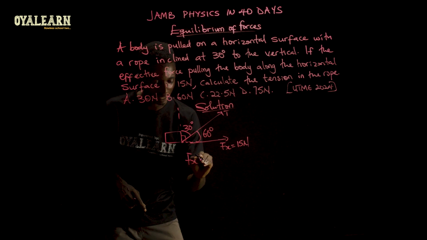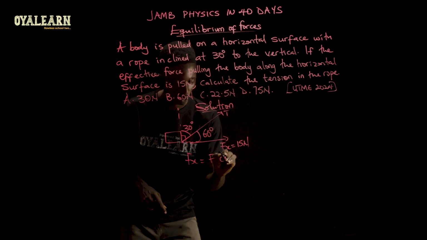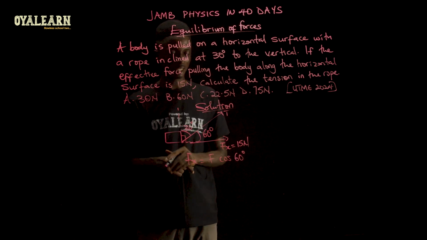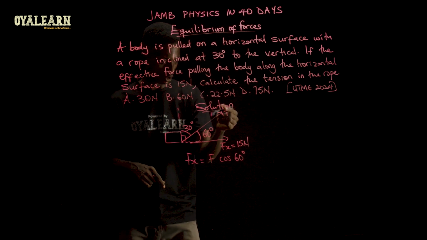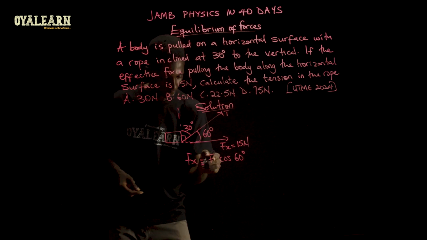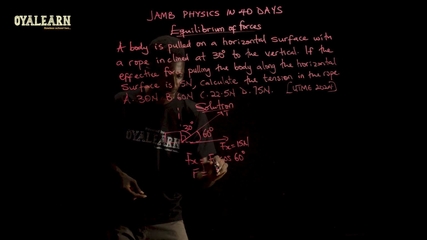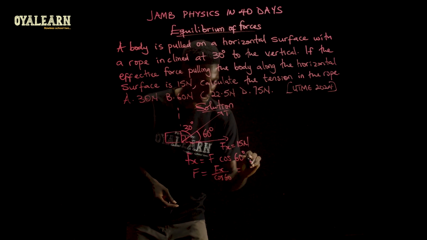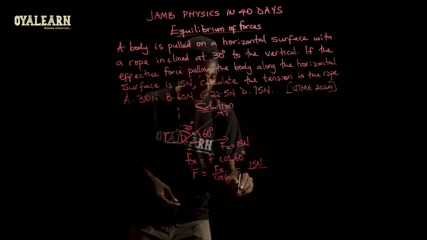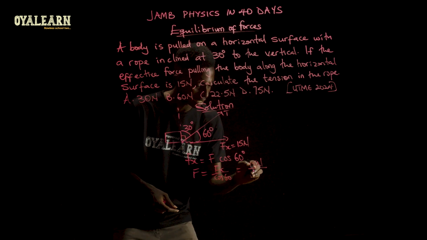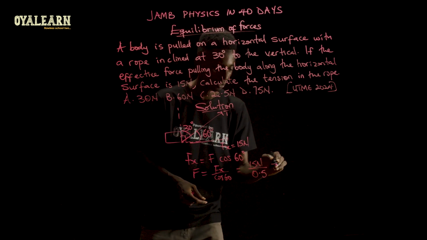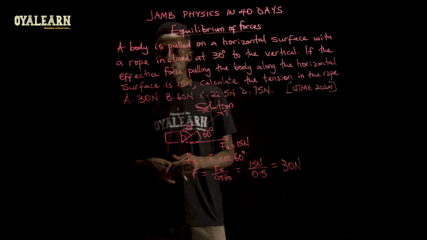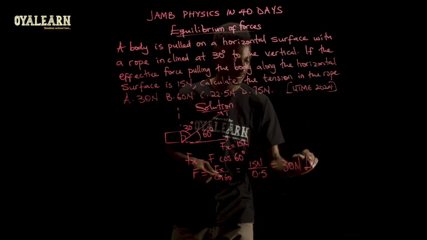F of X is supposed to be F cos theta, which in this case is 60 degrees. So to find the F or T, as the case may be, F would be F of X over cos 60. So we have 15 newtons divided by cos 60, and cos 60 is 0.5. So this is going to give us 30 newtons. Now from the options, the correct one is A.